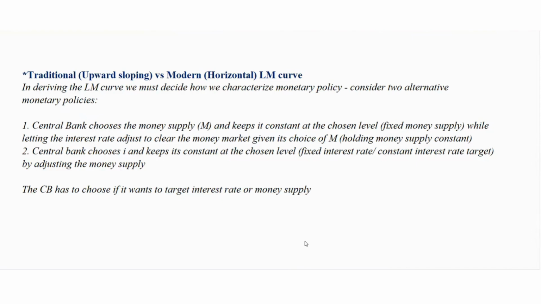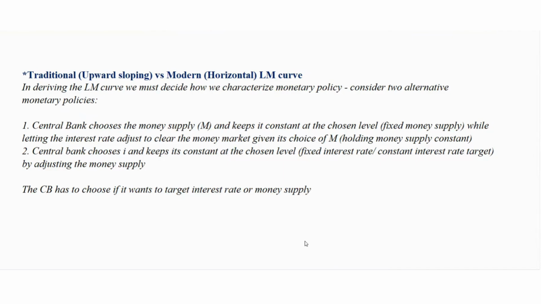We were talking about the LM curve, how it shows all combinations of interest rate and output for which our financial market is in equilibrium. Now, when deriving the LM curve, we need to decide how we characterize monetary policy, because we need to consider two alternative options.